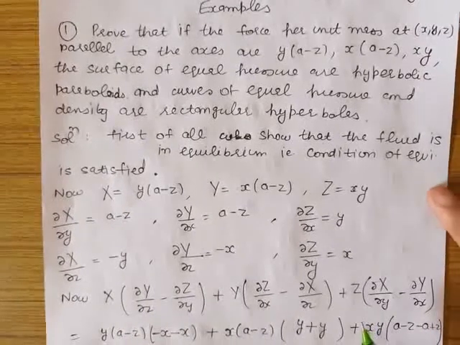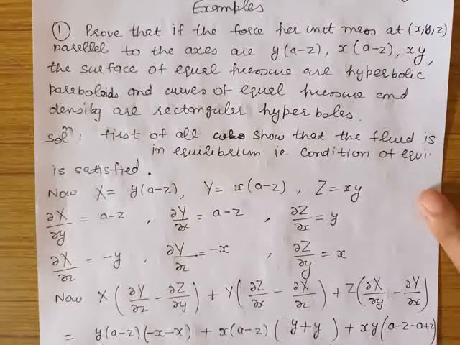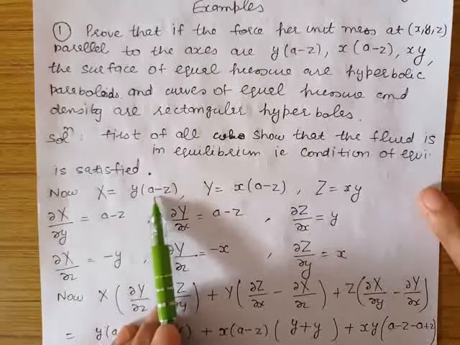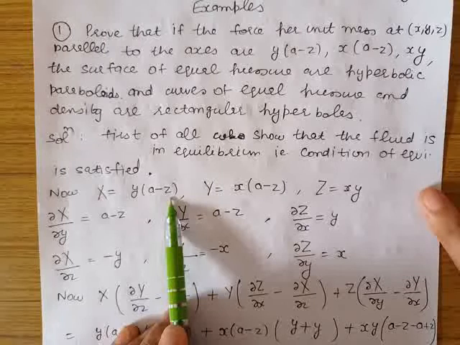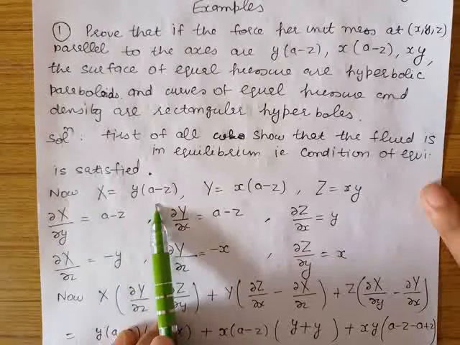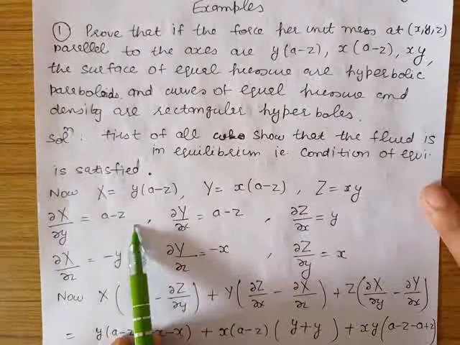Now, first of all, we will show that the fluid is in equilibrium. For this, we will have to verify the condition of equilibrium. So, first of all, let us find the required partial derivatives. Now, because X is given by y into a minus z, let us partially differentiate X with respect to y. So from here we get the partial derivative with respect to y, that is a minus z.